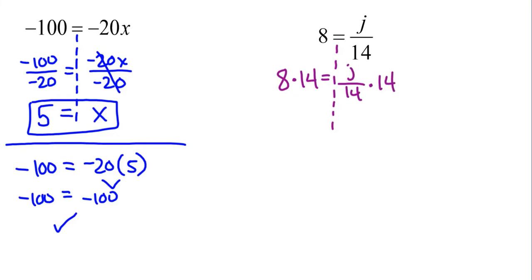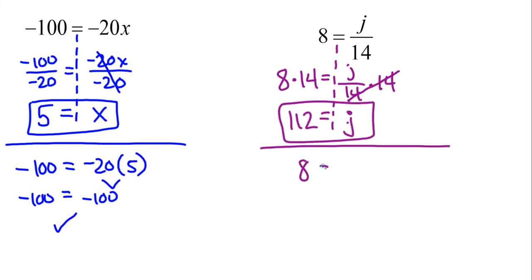And on the left-hand side, 8 times 14 is 112. And then these two will cancel each other out, and I'm left with just j. J is equal to 112. And again, if I do a quick check, 112 divided by 14 is 8. 8 equals 8. I know I got the right solution. So it always is helpful just to do that quick check.